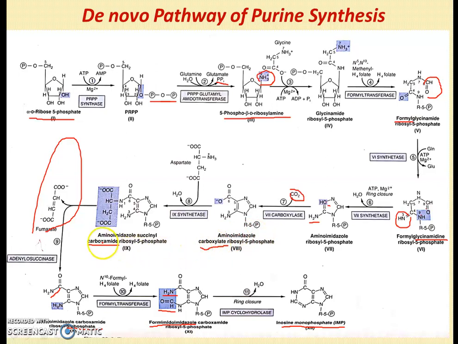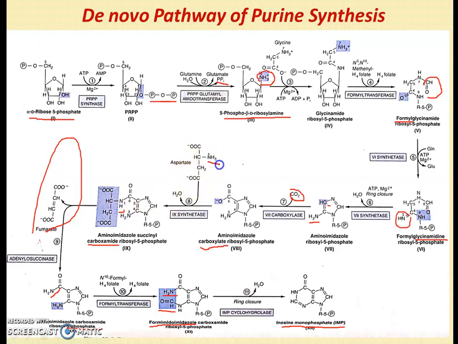Later on, it is converted into aminoimidazole succinyl carboxamide. In succinyl carboxamide, the carboxylate here, COO, is converted into CONH. That is why it is carboxamide. This nitrogen NH group donor is nothing but aspartate.